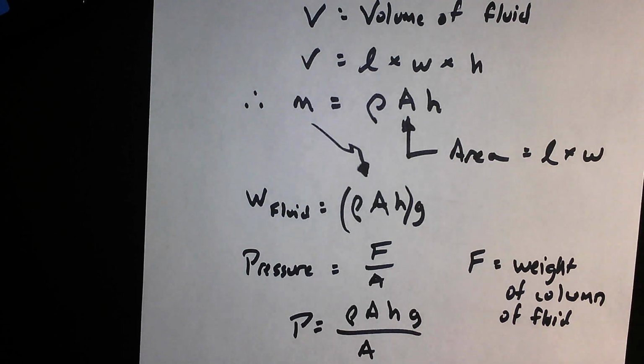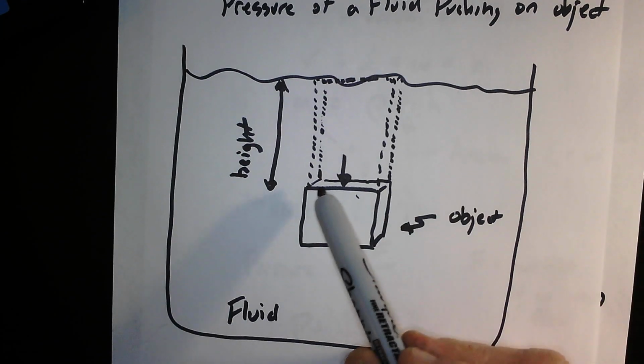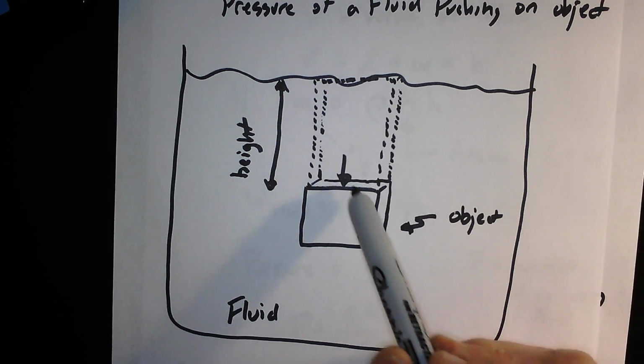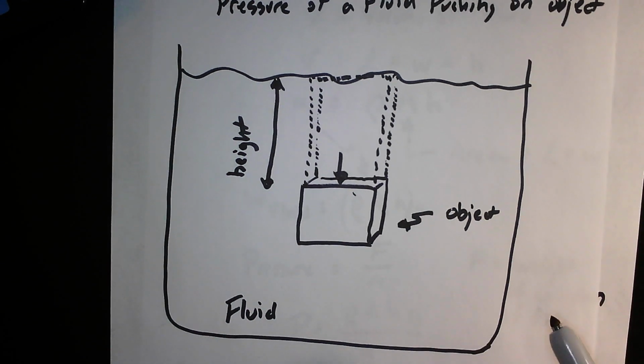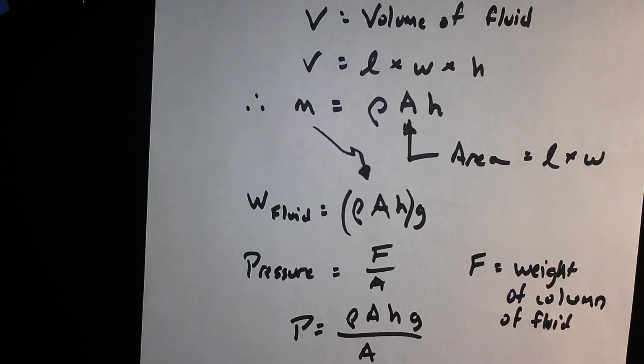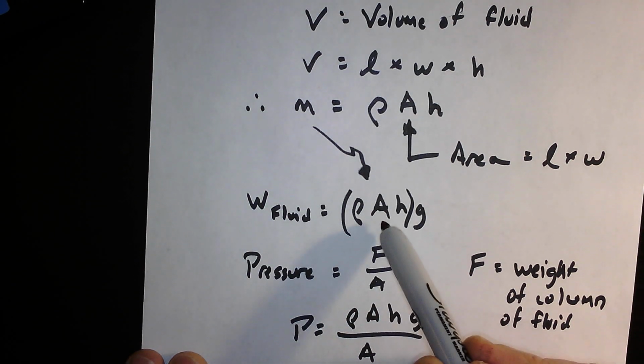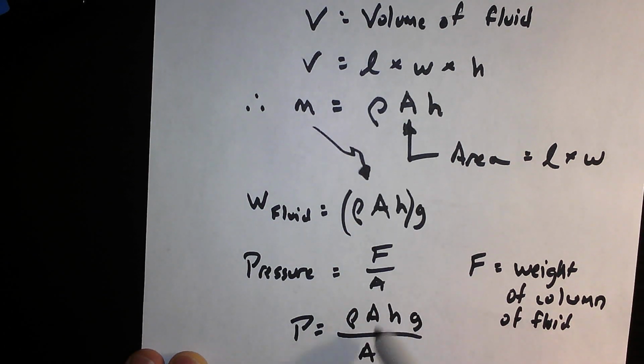So let's just bring that picture back up here. It'd be the area of the surface that this weight of water is pushing on. And that area is the same area as the dimensions of the column of fluid pushing on the object. So those A's are the same.